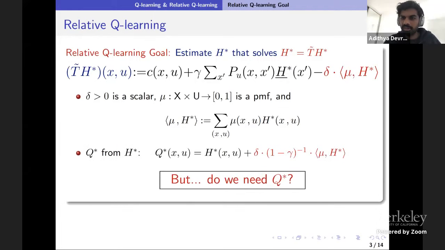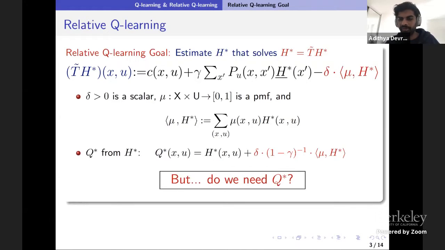Okay, let's say you solve this modified fixed point equation, H star equal to T tilde H star. So can we get Q star back from H star? Yes, it's pretty easy. It's just offset by a constant here, and that depends on delta and mu. But the real question here is, do we really need Q star?